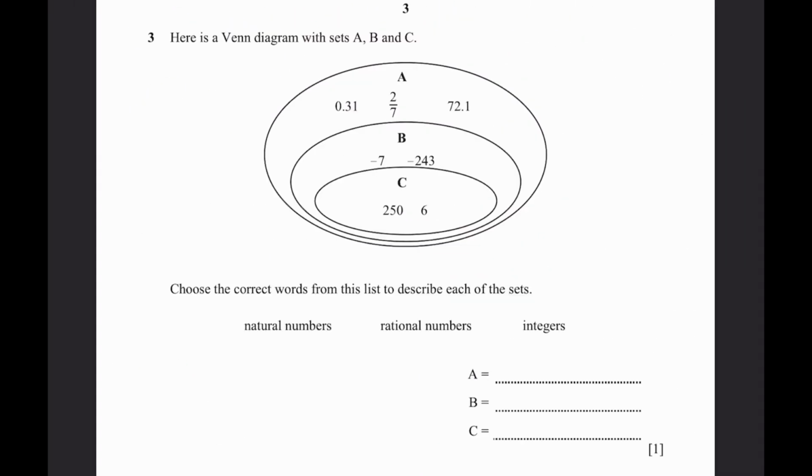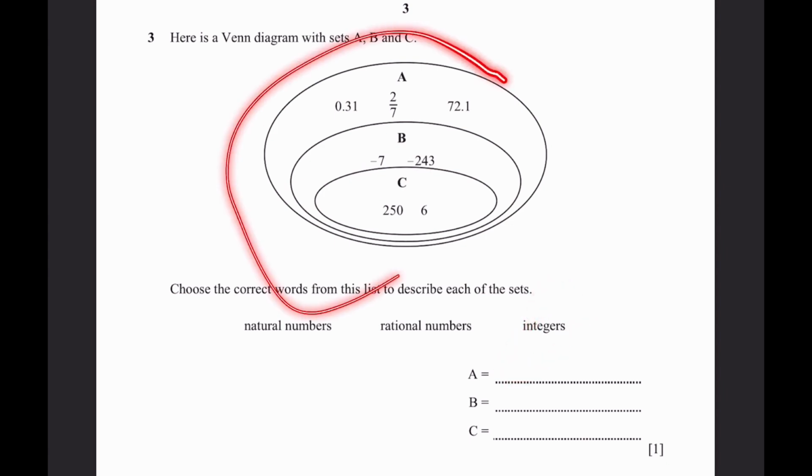Question 3. Here's a Venn diagram with A, B, and C. Choose the correct words from this list to describe each of the sets. Rational numbers, natural numbers, integers. We can see that in set C, which is the innermost set, we have 250 and 6, which are positive numbers and they're not decimals. So these are natural numbers. They are positive, no decimals. And then set B contains set C, which means it contains this, and it has negative numbers. So these are the integers.